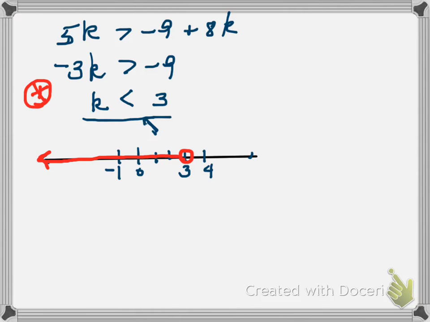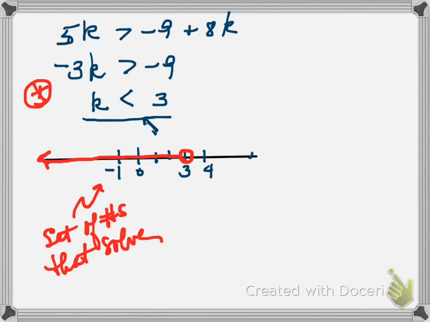So what we have here is a set of numbers. This represents a set of numbers that solve the inequality. Let's test this now so that you can understand what I mean by a set. Any number less than 3 will make our original a true statement. So let's pick a number less than 3. Let's pick, how about 1?